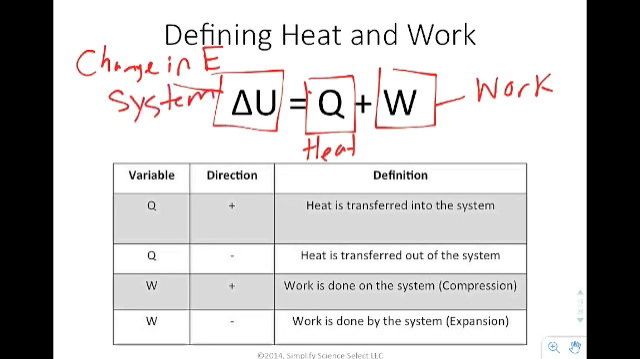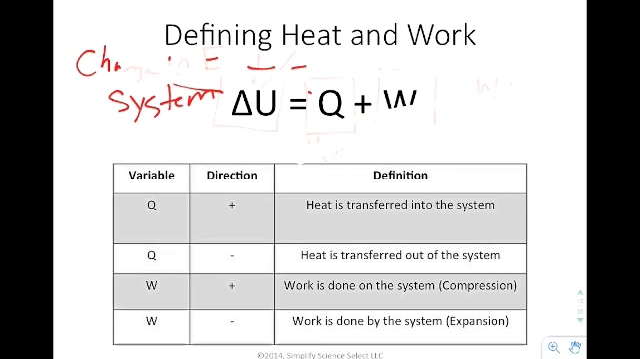Now, remember we said heat can flow into or flow out of a system. So this can be a positive or a negative number depending on whether you're adding energy in or taking energy out. One of the things that's pretty tricky about this equation is that depending on your textbook and how they decided to write it, sometimes you'll see it as delta U equals Q plus W, sometimes you'll see it as delta U equals Q minus W. But really, it just depends on the system itself.